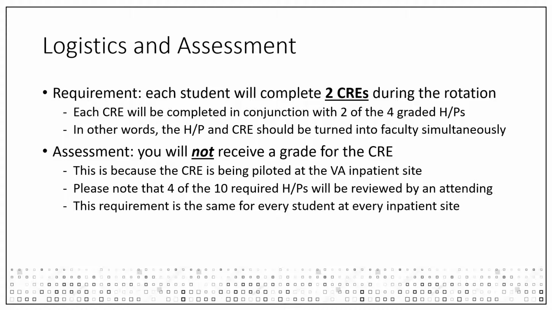A few comments on logistics and assessment. So each student will complete 2 CREs during the 4-week inpatient rotation at the VA. Each CRE that you complete will be in conjunction with 2 of the 4 graded H&Ps. In other words, the CRE and H&P should be turned in simultaneously, either via email or printing them out and turning them in by hand to your attending.